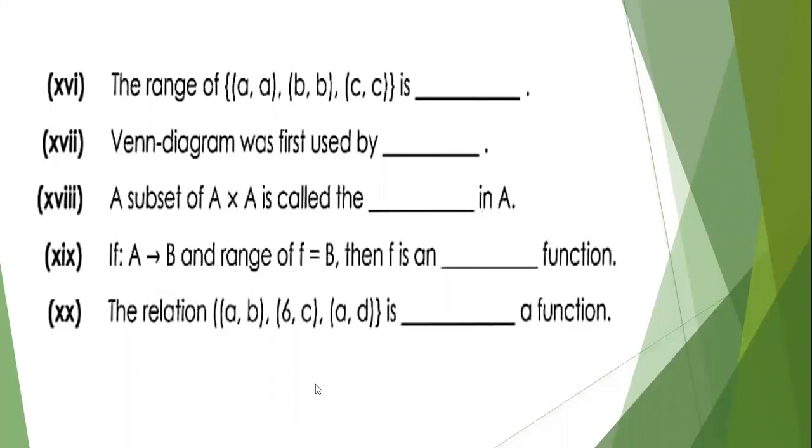AB, BC, and AD. Not a function. Yes. Can you tell me the reason? Yes, it's not a function because the first element has two images. One image is B and the other image is D. So it is repeated, therefore it is not a function. We are done here with the fill in the blanks as well.